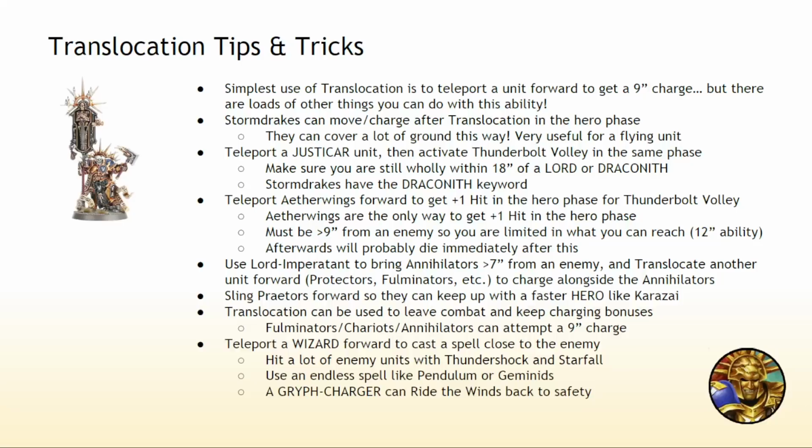You can also teleport Aether Wings forward in order to get +1 hit in the hero phase for Thunderbolt Volley. So this is the only way to get +1 hit for Thunderbolt Volley for Raptors in the hero phase, because every other effect either can't be used in the hero phase or lasts until the hero phase, like the Toralon's Comet Trail. When you land the Aether Wings, they have to be more than 9 inches from an enemy, so you are limited in what you can reach with their 12-inch ability.